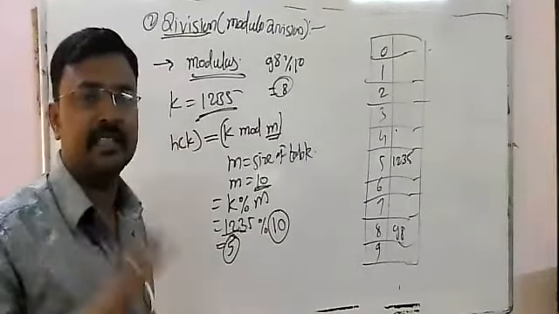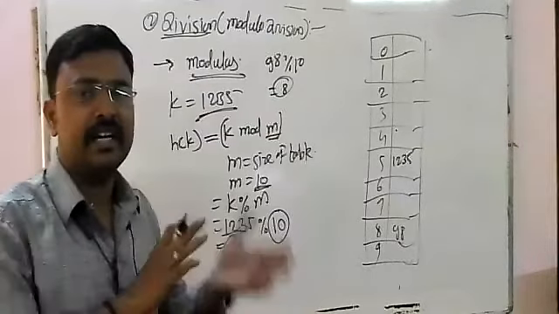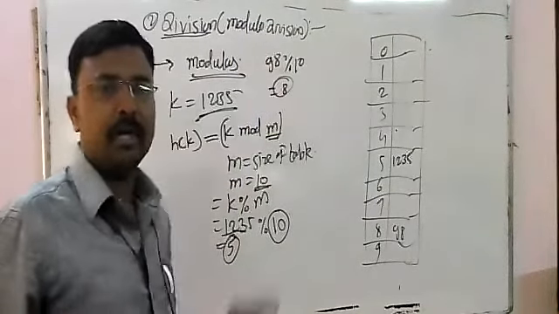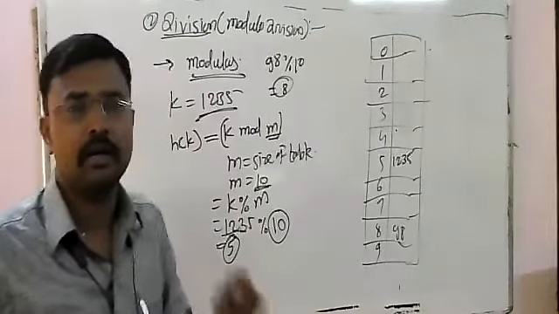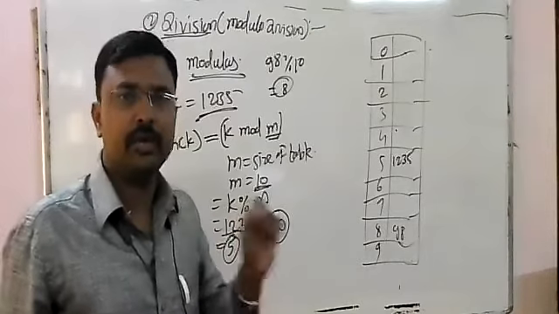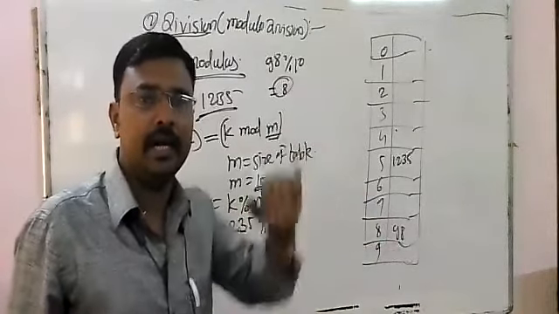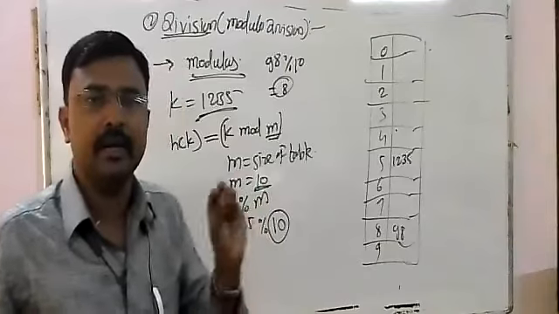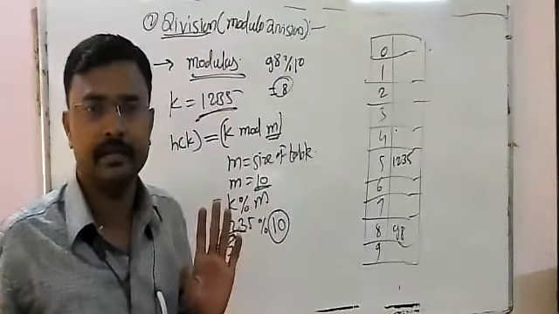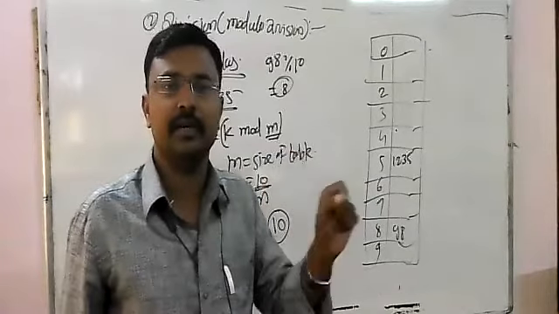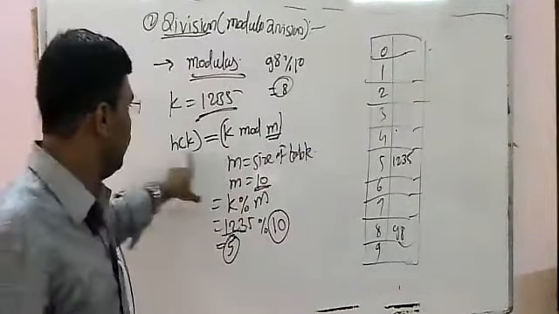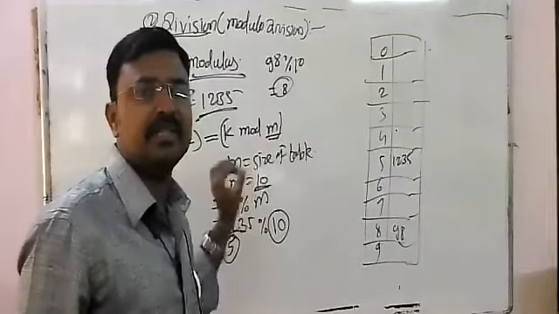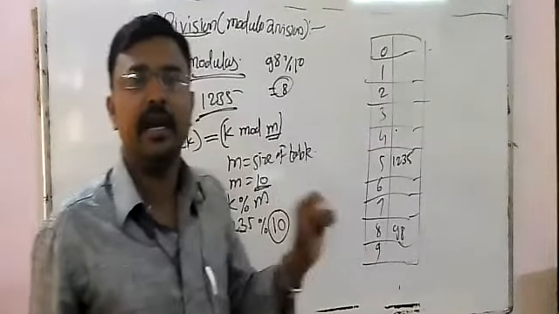Okay, the first technique is truncation or extraction. The second technique is division, also called modulo division, where we calculate the modulus for a given value, and according to the remainder, we store our element at that particular index. And how is it calculated? H of k is equal to k mod m. This is your first hash function where we have calculated the hash value.